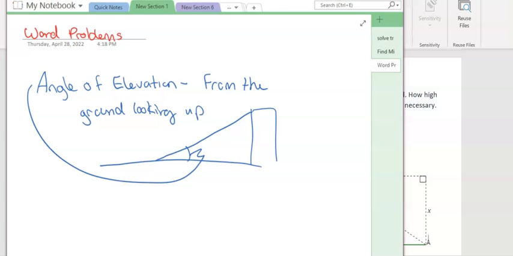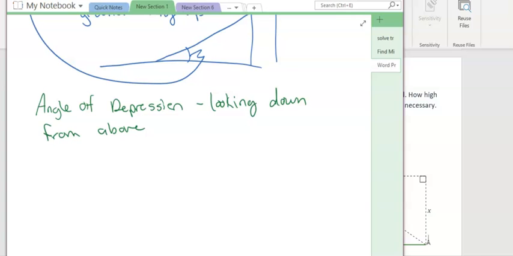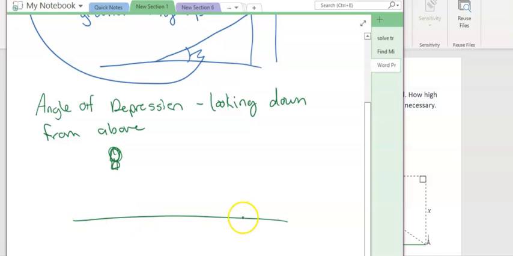The other word that you're going to see is angle of depression. And hopefully it helps to remember that if you're feeling depressed, you're feeling down. So an angle of depression is looking down. Now, the tricky part about angle of depression is that you have to be up high, say in an air balloon, and looking down at the ground or something on the ground.